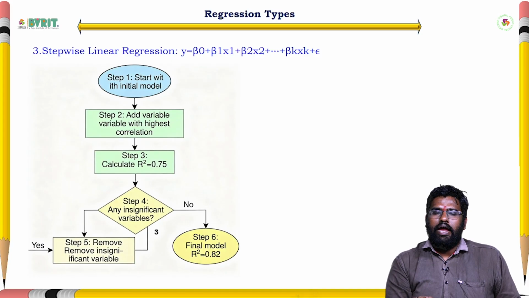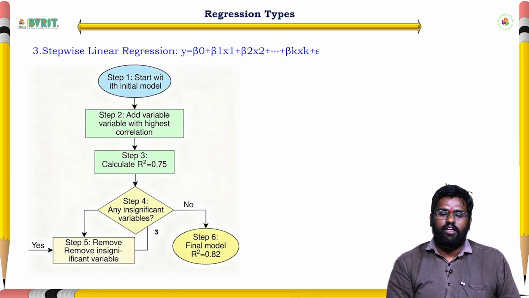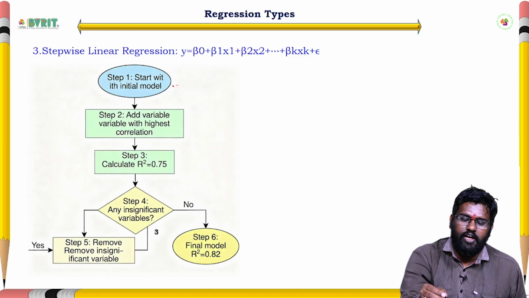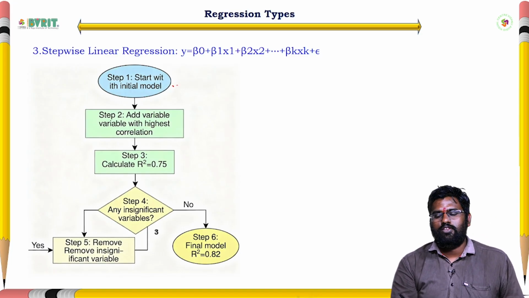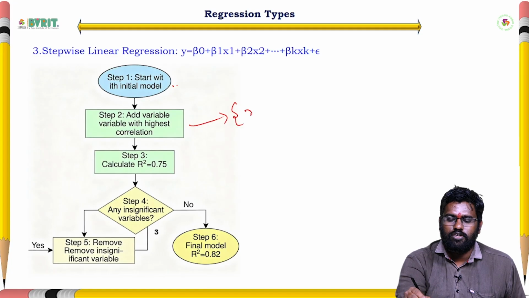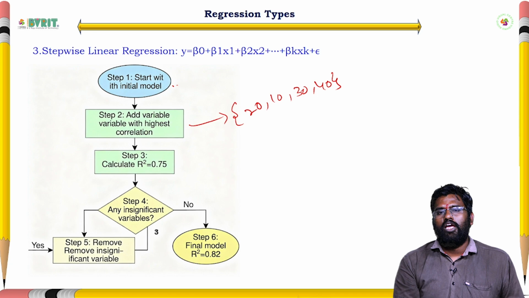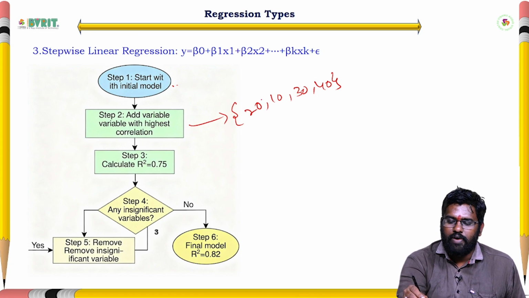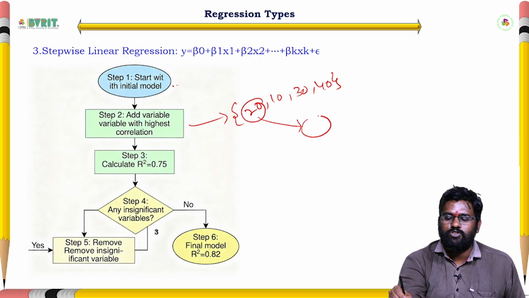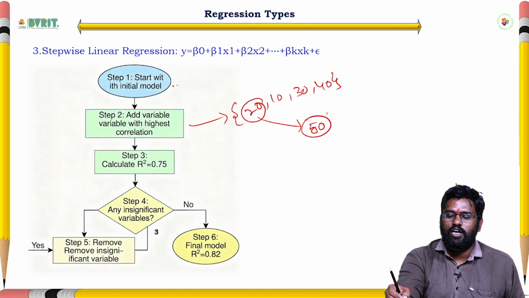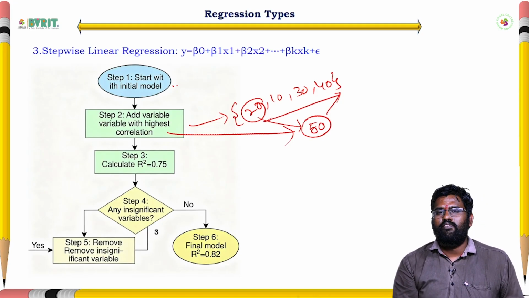Stepwise linear regression is similar to multiple linear regression, but the main thing is first we have to start the model and then add the variables with the highest correlation. For example, if you are taking variables like 20, 10, 30, 40, whatever values we take, our target value should match with the highest of them. For example, our obtained value is 50. So the value with the highest correlation, related to more than 50, is the value we need to add into our variables. If a value of more than 50 is not in this set, we don't add it into our variables.